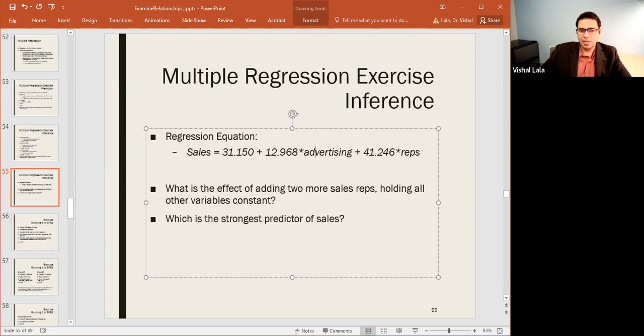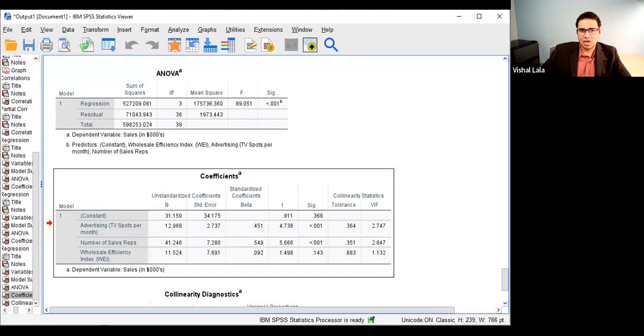Let's go back to that output and see where all these numbers are coming from. So here is our table. The numbers came from right here. I dropped WEI because of this. It wasn't significant.